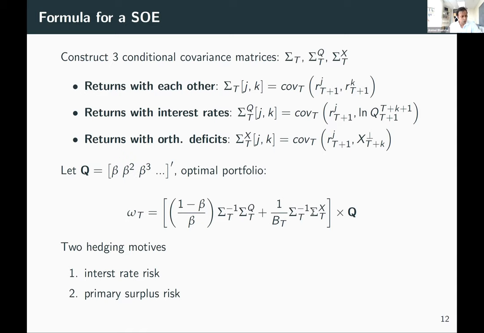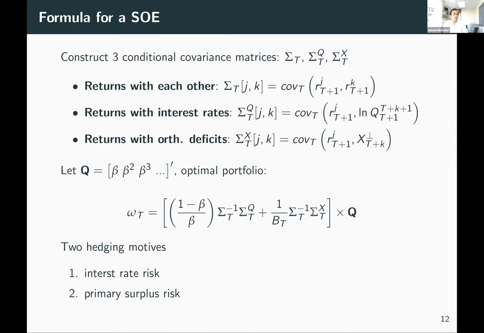What the government really cares about here is hedging. There are shocks which affect the budget constraint of the government, and there are deadweight costs of taxes. So in the background, the government is trying to smooth these fluctuations. And there are two sources of risk the government needs to hedge here.